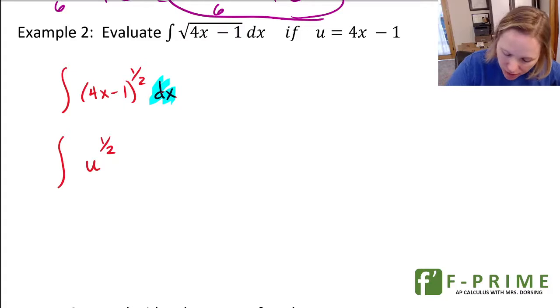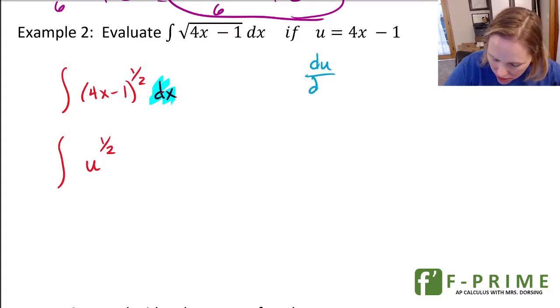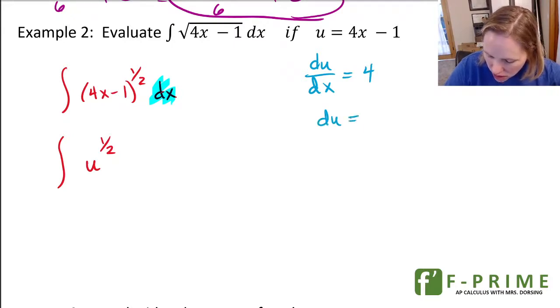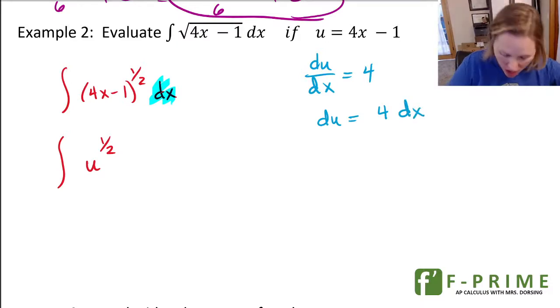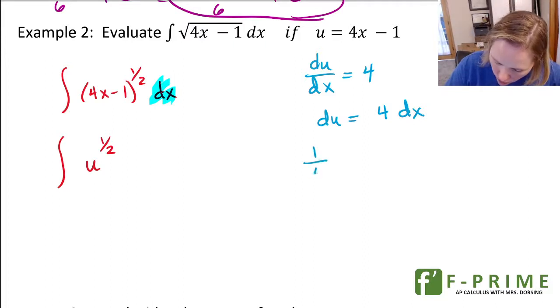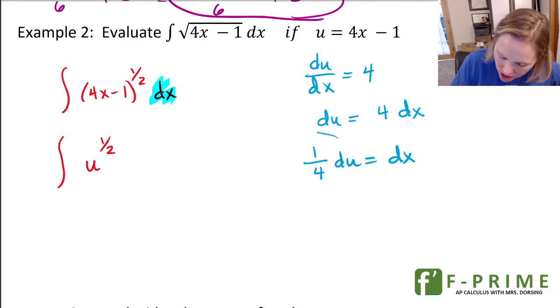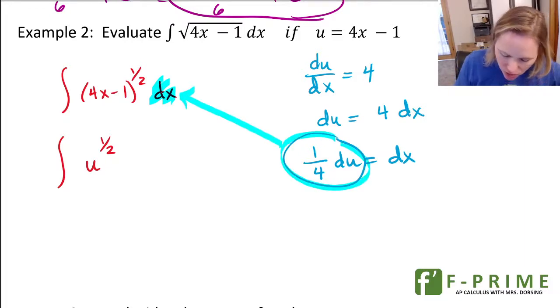And here's why. If I do du dx, the derivative of the u function, it is 4. So du is 4 times dx. Ooh. So I don't have a 4 floating around in here. So what I'm going to do is solve for whatever dx is equal to. I'm going to divide out the 4. So 1/4 du equals dx. So now this is what I'm going to replace dx with.